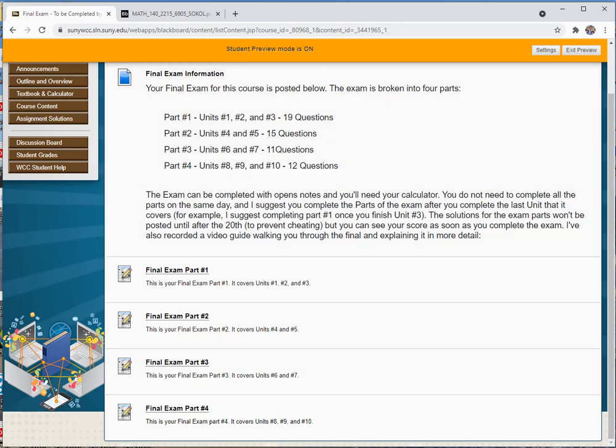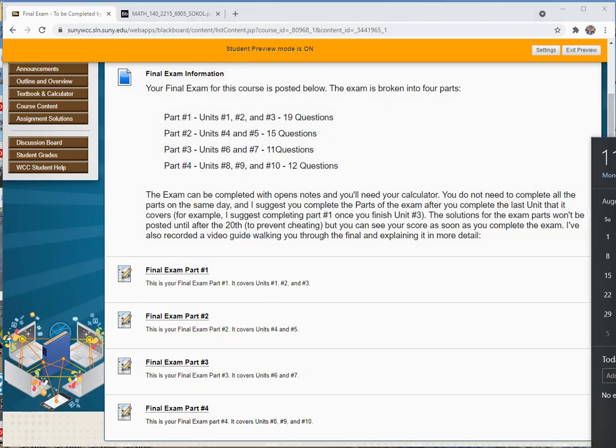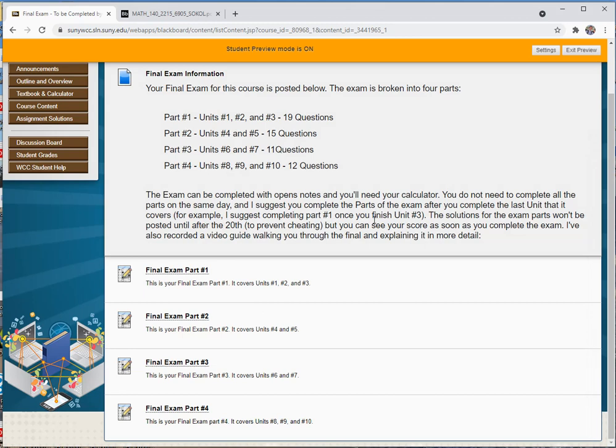Let me verify that. Yeah, Friday the 20th, by 11:59 p.m. Eastern Standard Time. So you need to make sure that you click submit by 11:59 p.m. Eastern Standard Time. You need to have all these done.